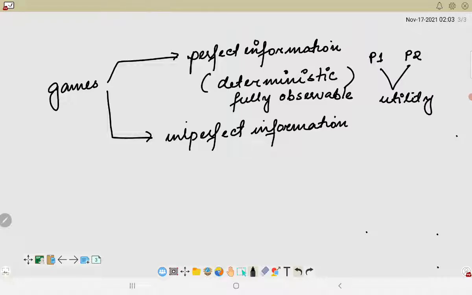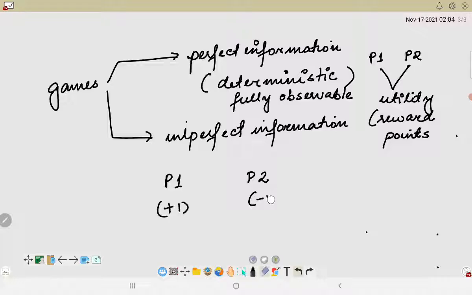Now we will also talk about utility. Utility values are given at the end of the game, and they are always equal and opposite. Whenever I am talking about utility, they are basically the reward points. If P1 is getting reward 1 on winning the game, P2 will have an equal but opposite reward. So it will have a negative one, which is -1.